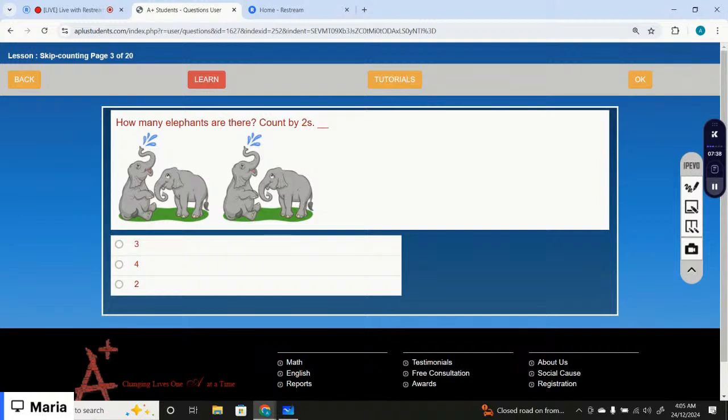How many elephants are there? Which is the correct option? That is four. Option number two is the correct option.